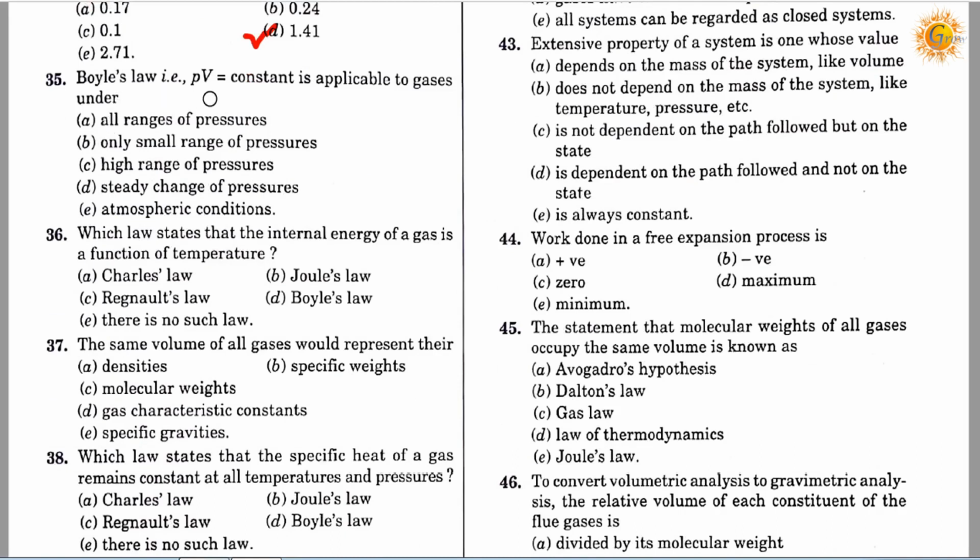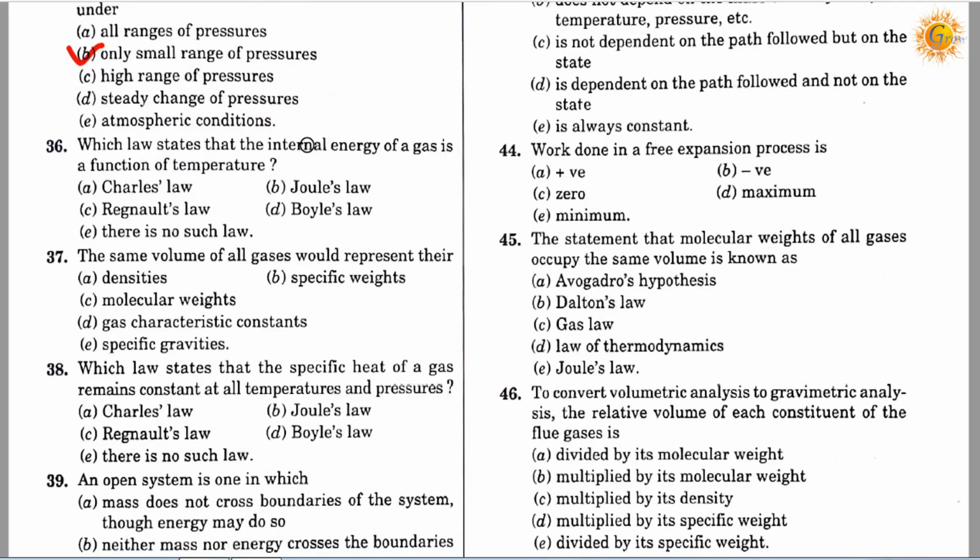Question number 35. Boyle's law, that PV is equal to constant, is applicable to gases under: option A, all ranges of pressures; option B, only small ranges of pressures; option C, high range of pressure; option D, steady change of pressures; option E, atmospheric conditions. So the correct answer is B, only small range of pressures.